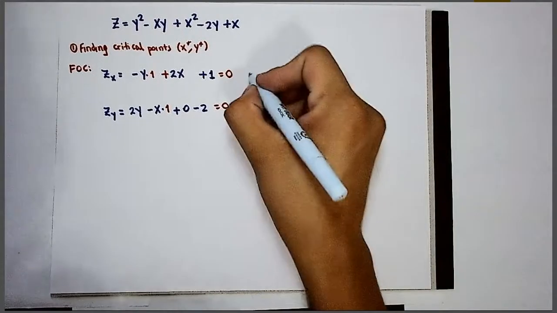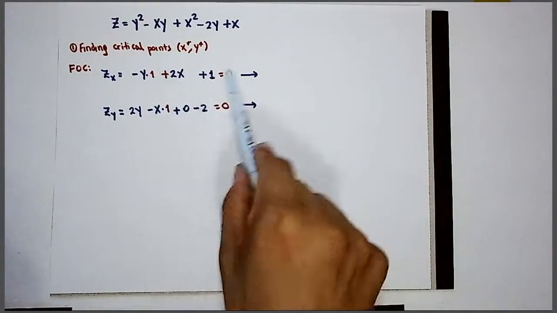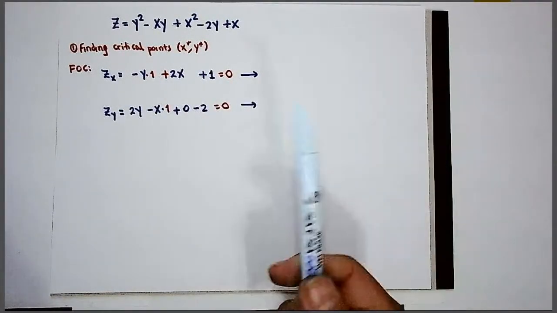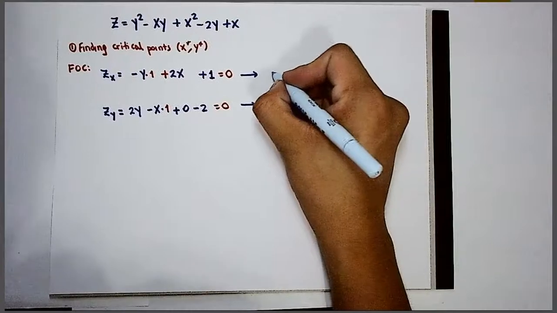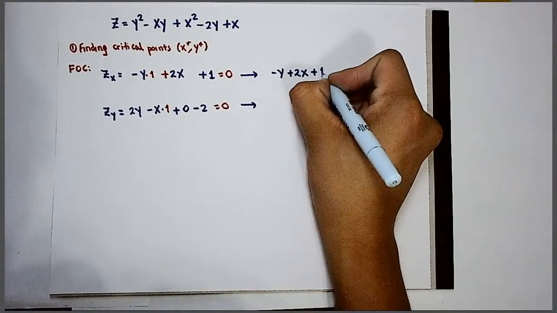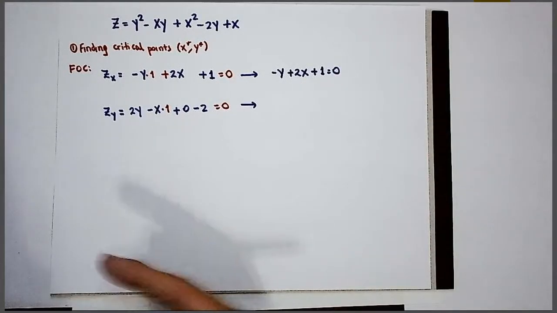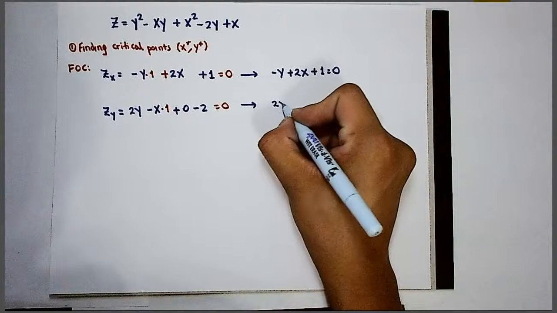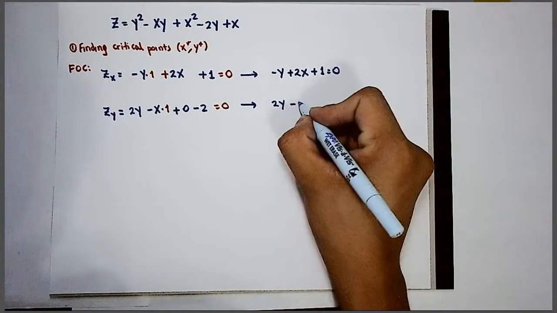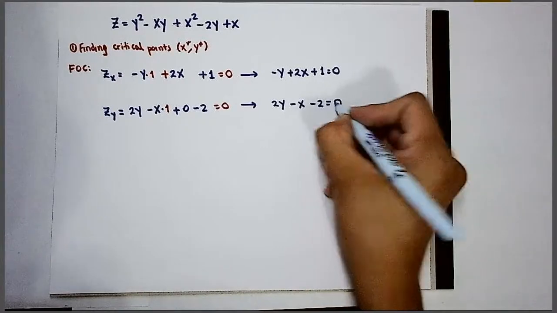Let's clean these operations algebraically. So this is minus y plus 2x plus 1 equals 0. And we have here 2y minus x minus 2 equals 0.